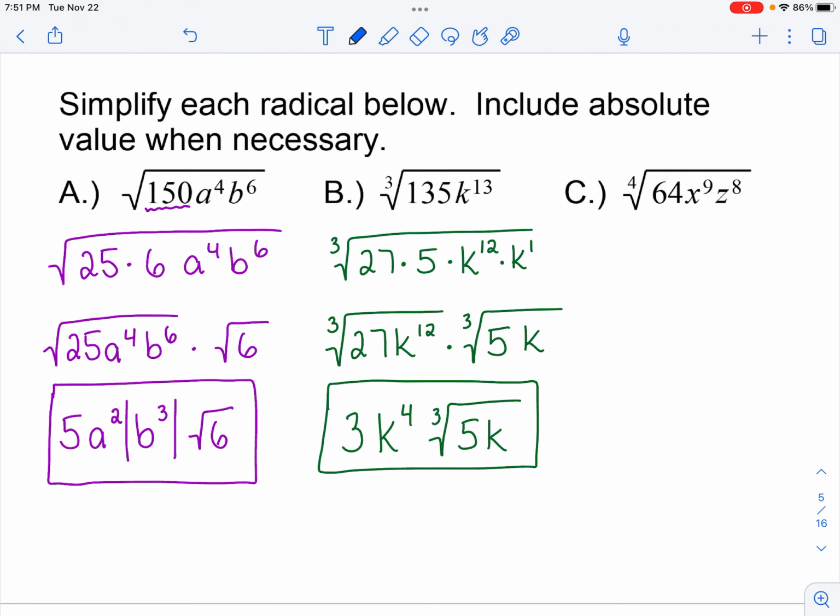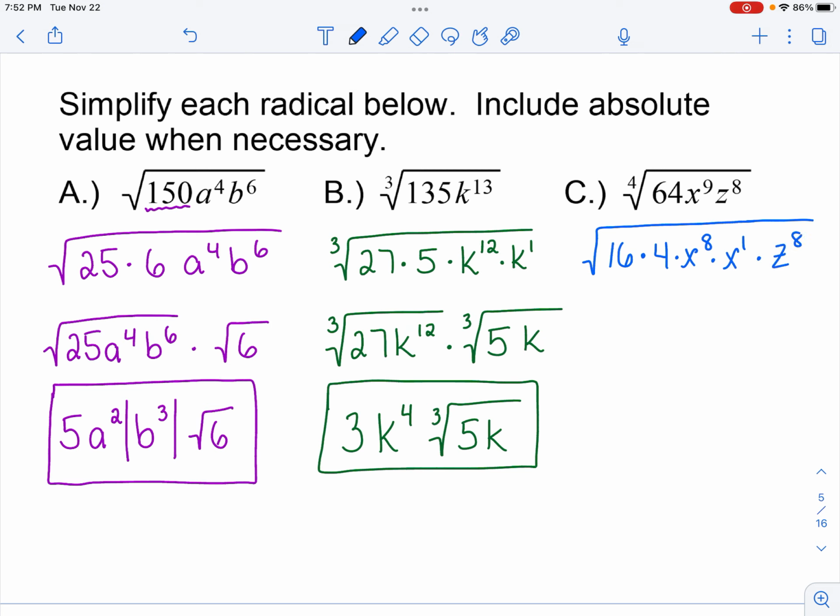All right, C. I need perfect powers of 4 because it's a 4th root. So, perfect powers of 4, let's see. We've got 1, 16, and then 81. 16 will go into 64, so this is 16 times 4. I'm going to break up x to the 9th into x to the 8th and x to the 1st. And then the z to the 8th I can just leave alone.